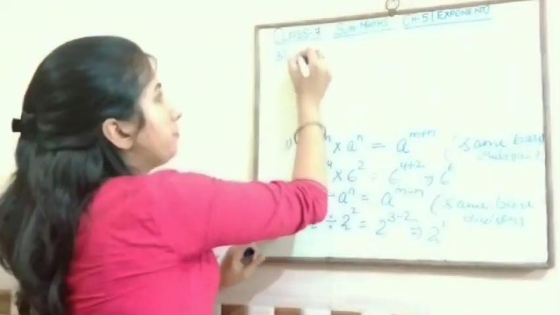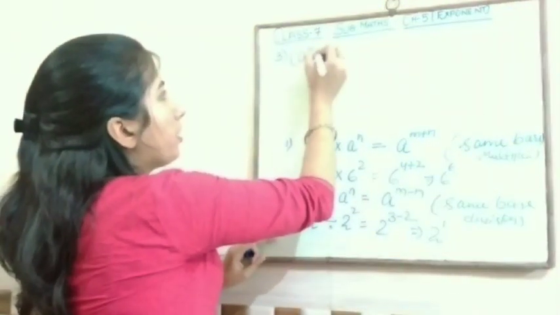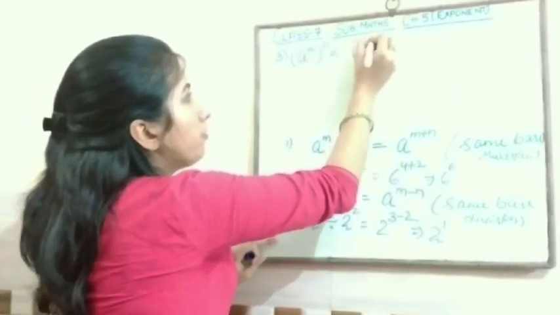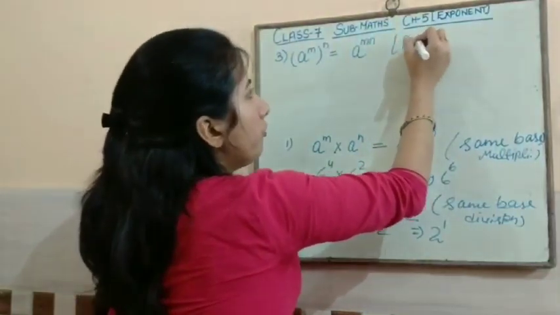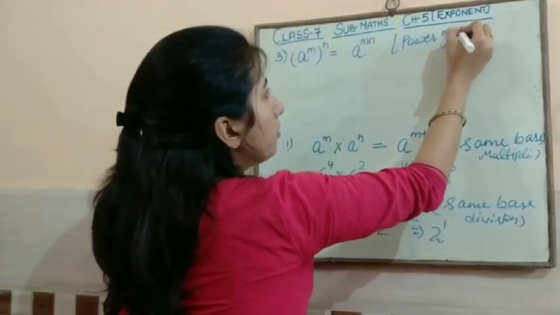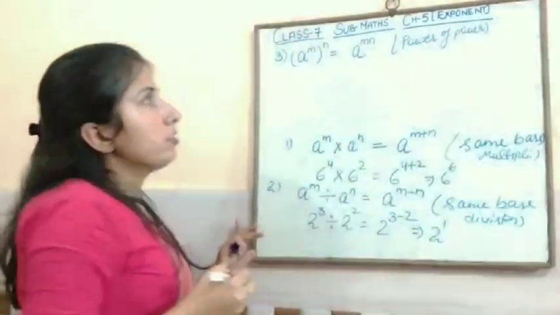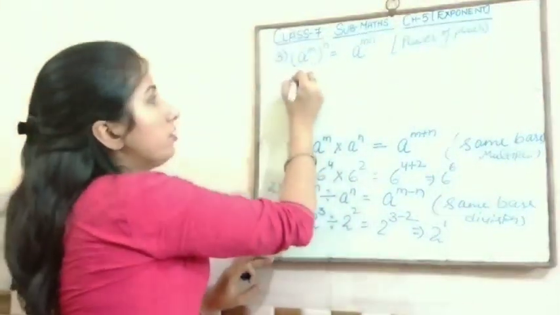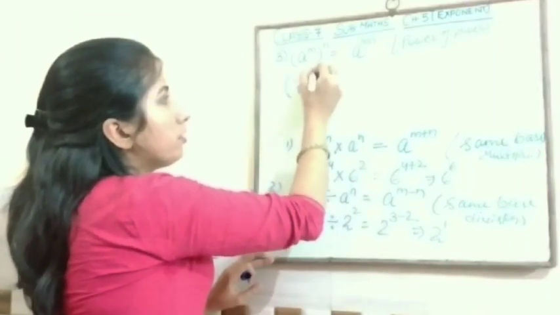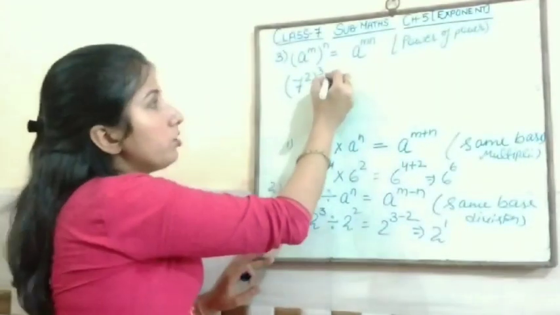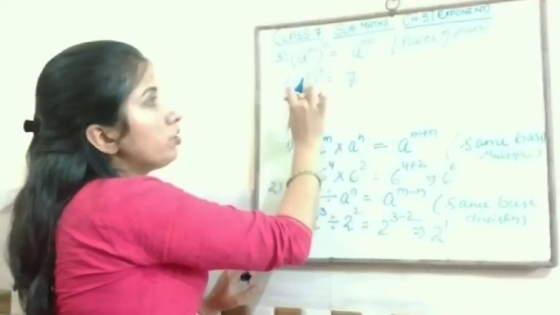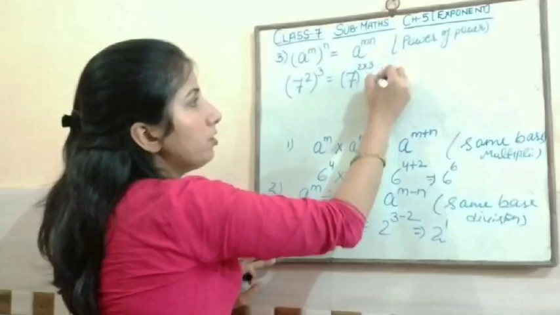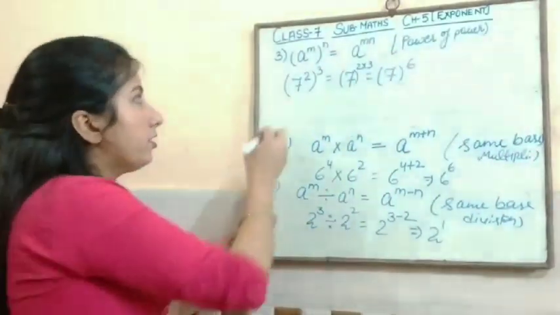Next is a raised to the power m, whole power n. This will be equal to a to the power m into n. This is called power of power. Power of power will be equal to power multiplication. Example, 7 square whole power 3. So this will be equal to 7 to the power 2 into 3, equals 7 raised to the power 6. Clear?